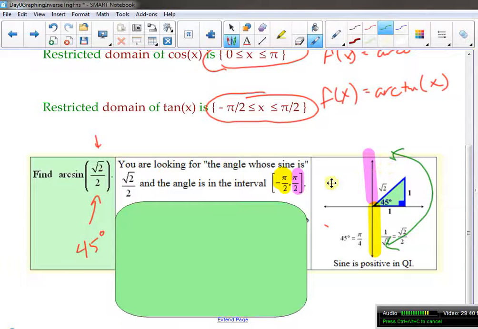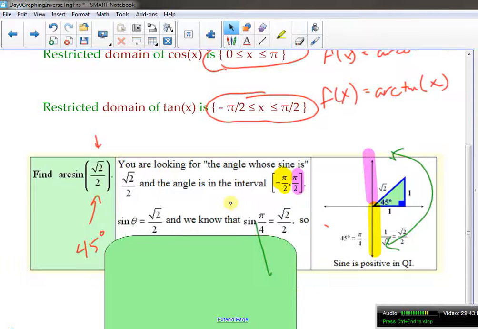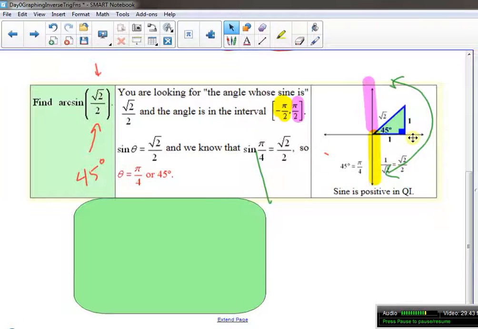So we have to ask ourselves, of these two quadrants that I'm allowed to consider, between minus pi over 2 and pi over 2, which of those two quadrants will give me a positive sine? And I think you all know the answer is quadrant 1. So that's why I'm drawing my triangle in quadrant 1. And I can finish up the problem. I know that my degree measure is supposed to be 45, and in quadrant 1 a 45 is just a plain old 45.